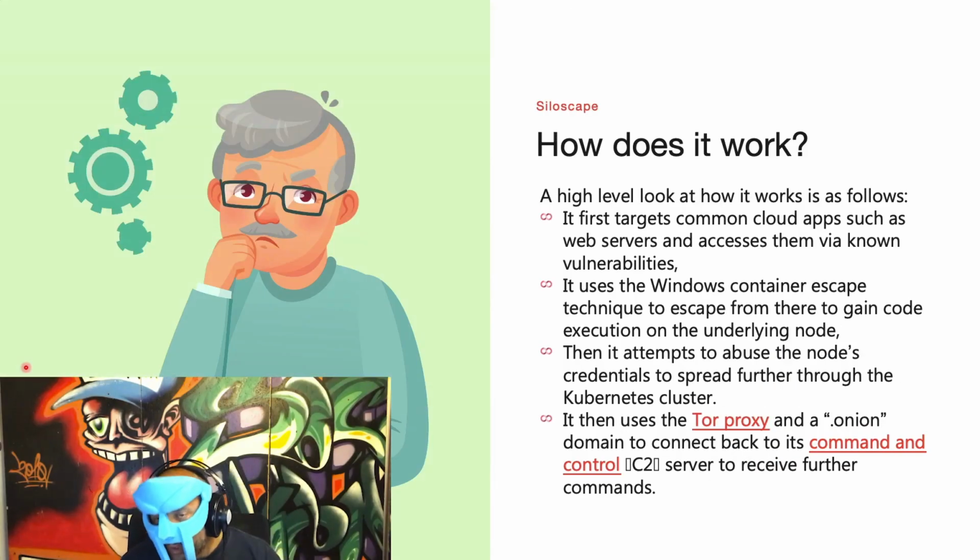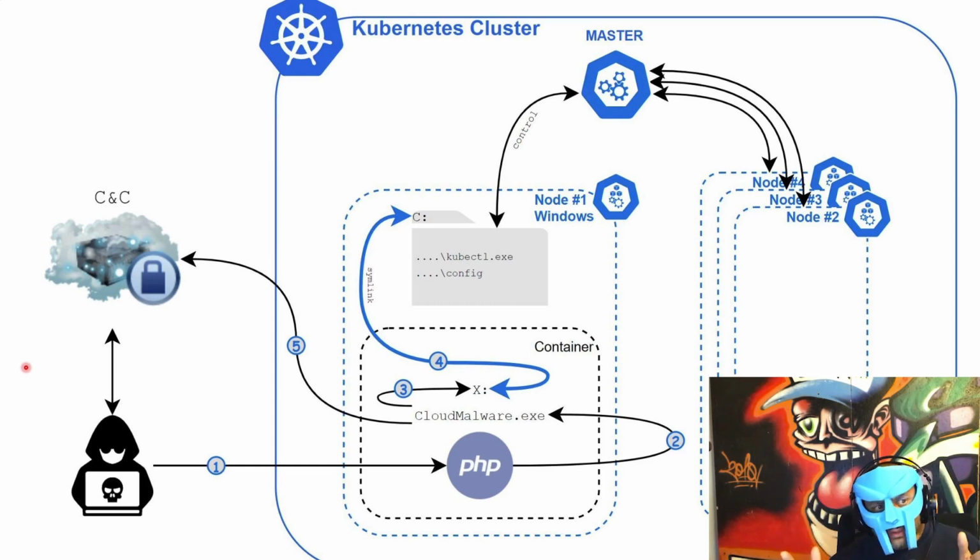So how does it work? If you take a high-level look at how it works, it's as follows. It first targets common cloud apps such as web servers and accesses them via known vulnerabilities. It uses the Windows container escape technique to escape from there to gain code execution on the underlying node. Then it attempts to abuse the node's credentials to spread further through the Kubernetes clusters. Basically, try to create new nodes within the cluster. It then uses the Tor proxy and a .onion domain to connect back to its command and control server to receive further commands. So here is a schematic that was provided by Unit 42.